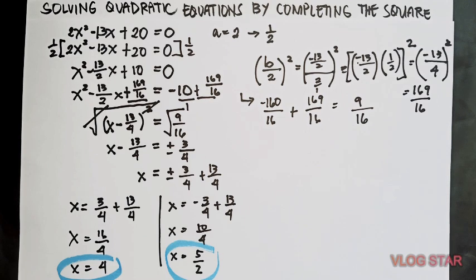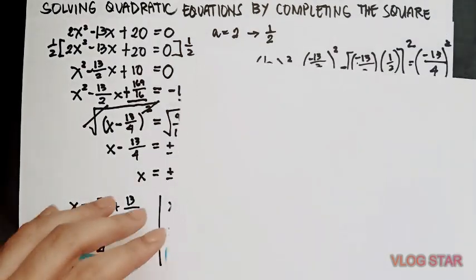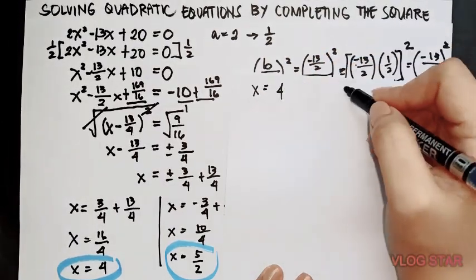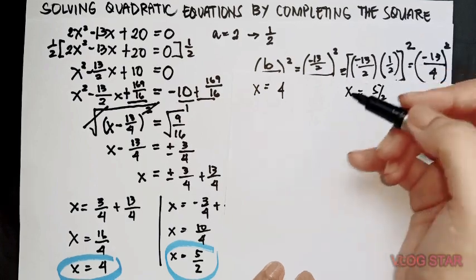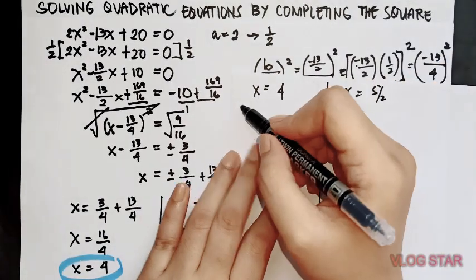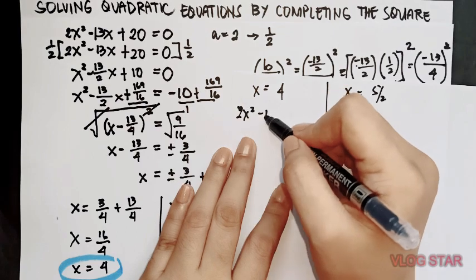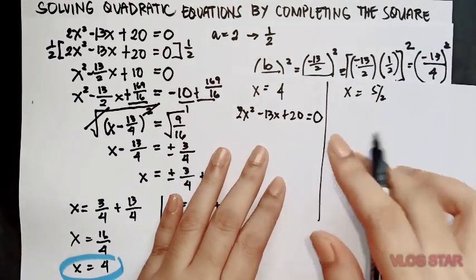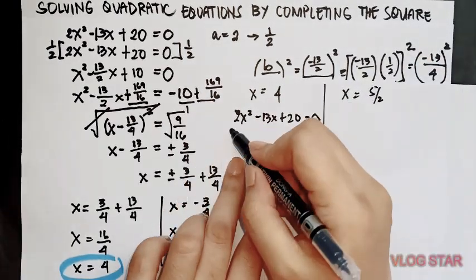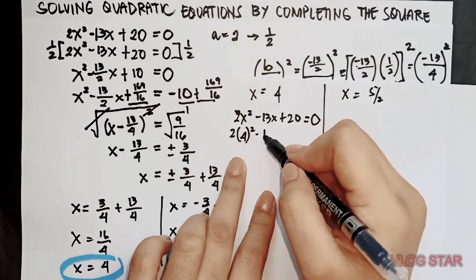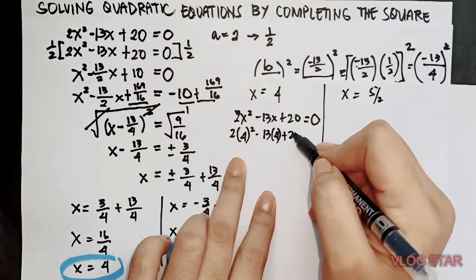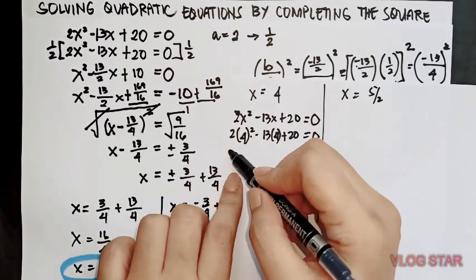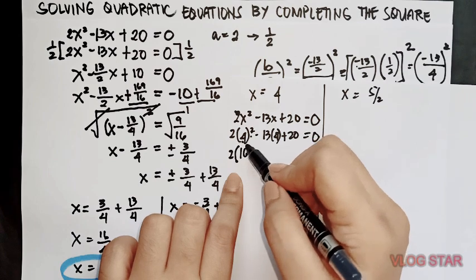Alright, let's have now the checking. Let's check if the values we got are correct. So we have x equals 4 and x equals 5 halves. Copy the original given, 2x squared minus 13x plus 20 equals 0. Substitute 4 to x, so we have 2 times 4 squared minus 13 times 4 plus 20, is it equal to 0? PEMDAS, so we have to square 4 first. We have 2 times 4 squared, which is 16.